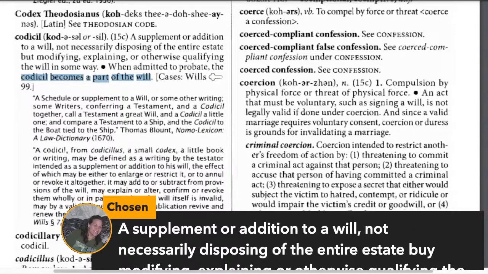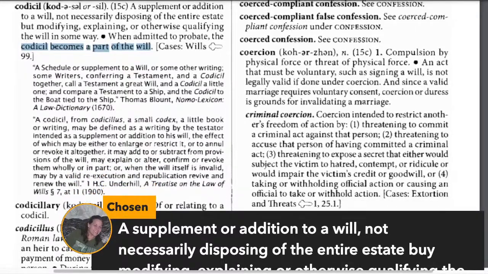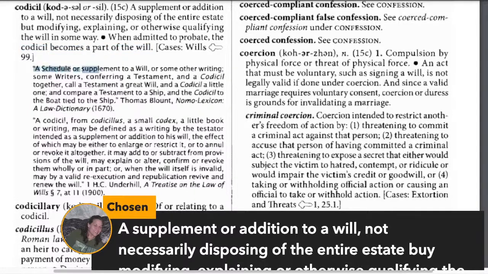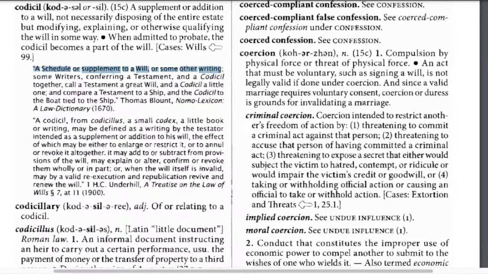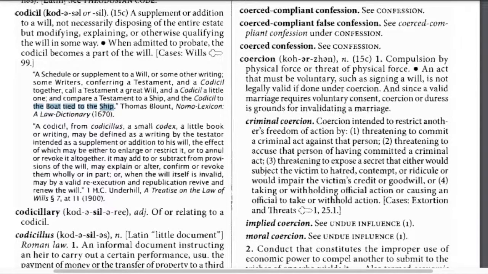So let's read this, because we need to know what a codicil is in its intent and purpose. That's why we're doing this. A schedule or supplement to a will or some other writing. Some writers conferring a testament and a codicil together call a testament a great will and a codicil a little one, and compare a testament to a ship and a codicil to the boat tied to the ship. Wow. You get that? So the will and testament is the ship, and a codicil is the boat tied to the ship.